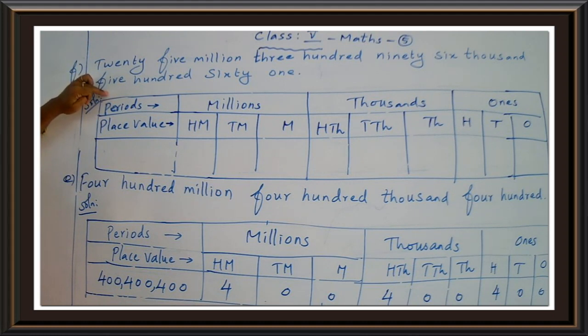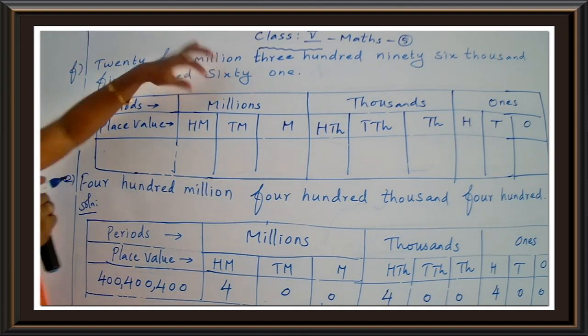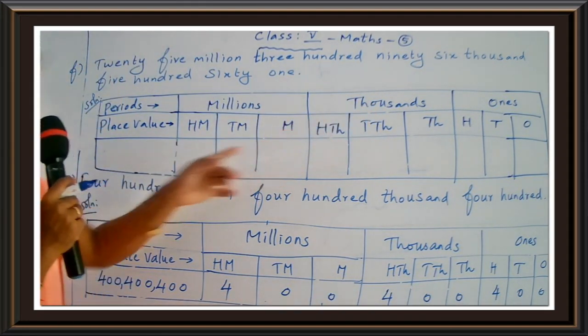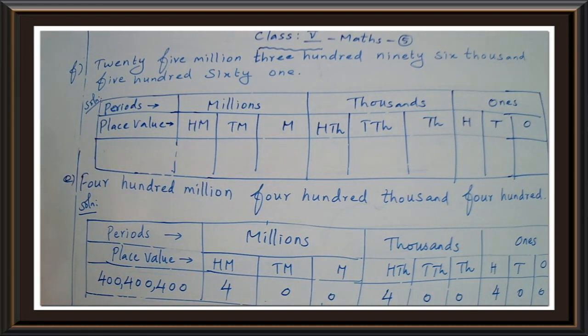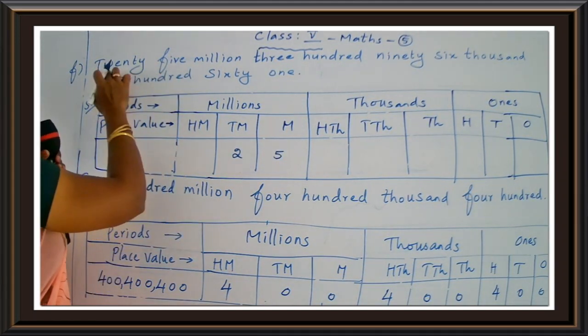25,396,561. So 25 million. In millions period, how much is there? 25. Okay, millions. Then ones period consists of 3 places: ones, tens, 100. Thousands period consists of 3 places: 1,000, 10,000, 100,000. Next, millions period consists of again 3 places: million, 10 million and 100 million. Now your millions period, how much is there? 25. Here 100 million is not there. So only 10 million and million is given. So that is 25 million.